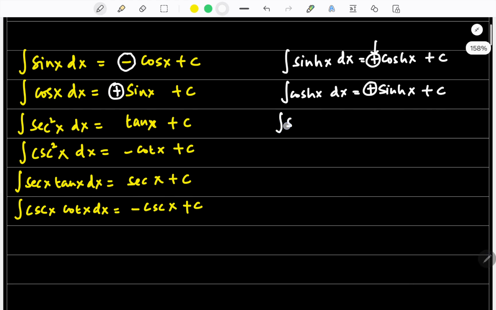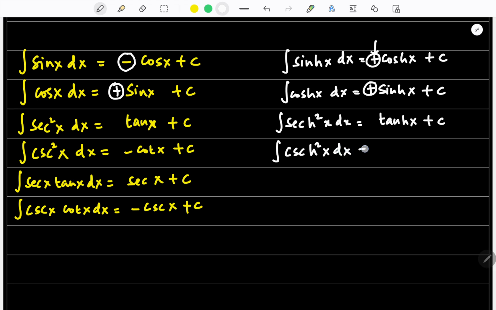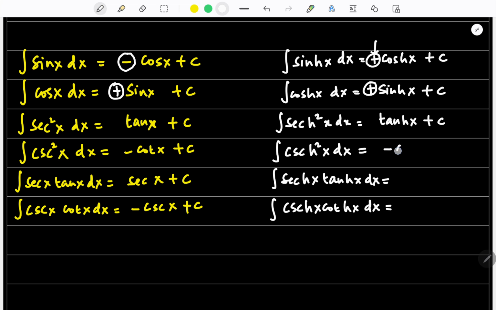Next is integral sech square x dx. After h, you have to put square. Sech square x dx is equal to tanh x plus c. Same. Then integral cosech square x dx, integral sech x tanh x dx, and integral cosech x coth x dx. What is the formula for cosech square? The same formula, minus coth x plus c.